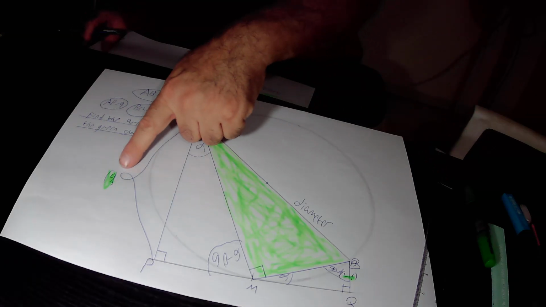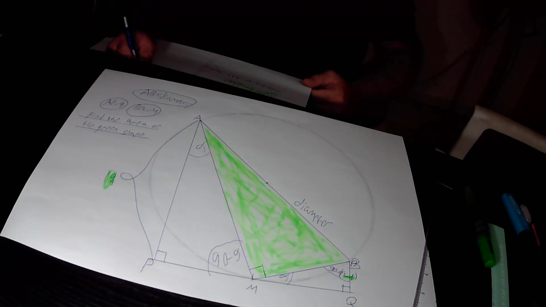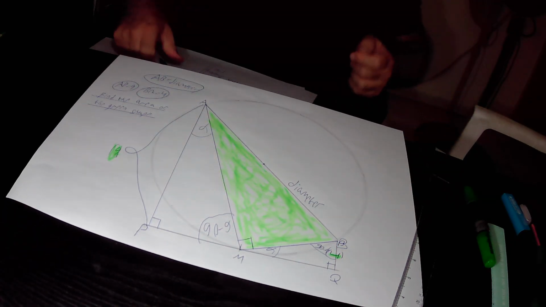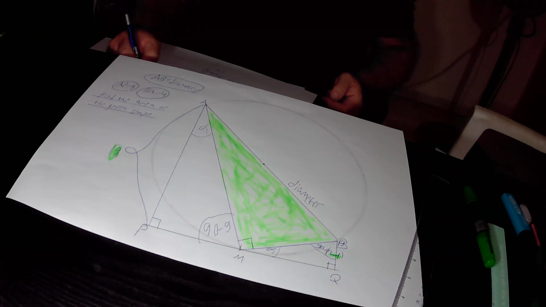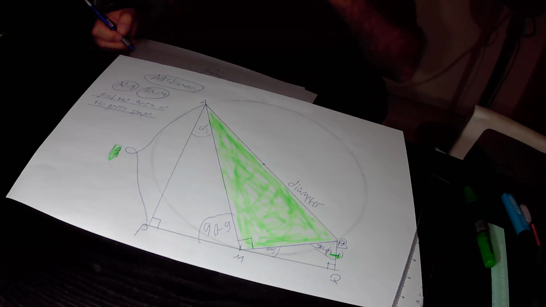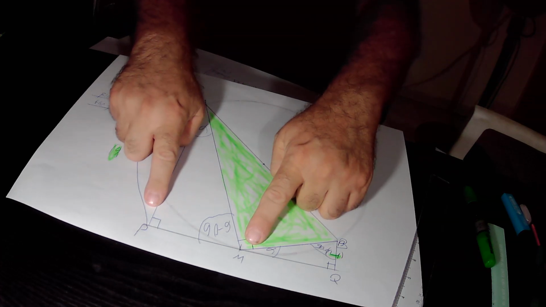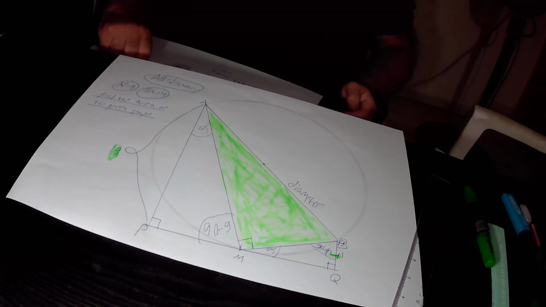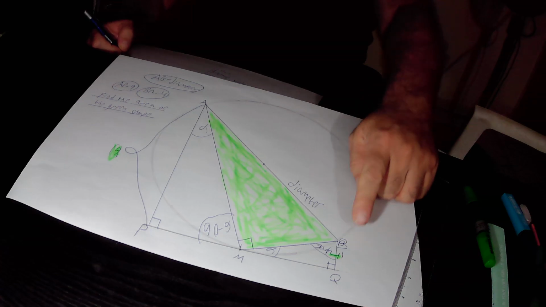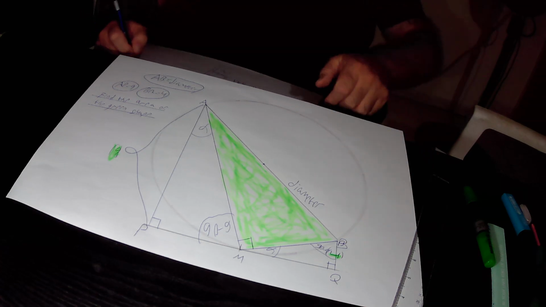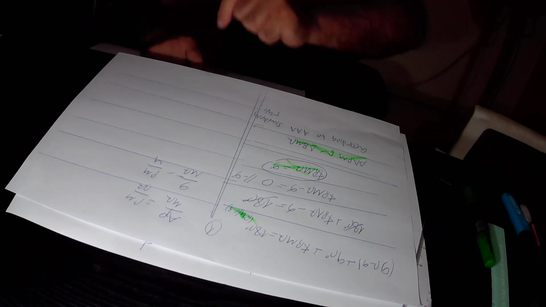AP equals 9, over MQ. MQ is the missing side, so we leave it as it is. And it is equal to PM. PM is also the missing side, so we leave it as it is. Over BQ. BQ equals 4 units in length, according to what is given in the question. So in total, we have found that 9 over MQ equals PM over 4.